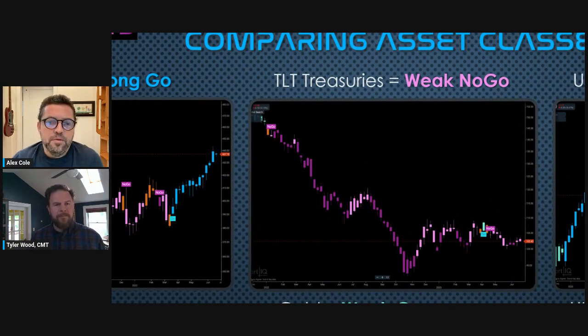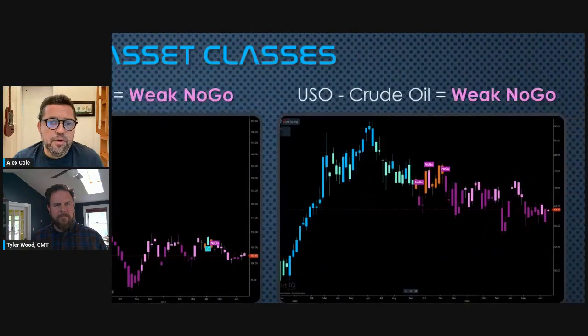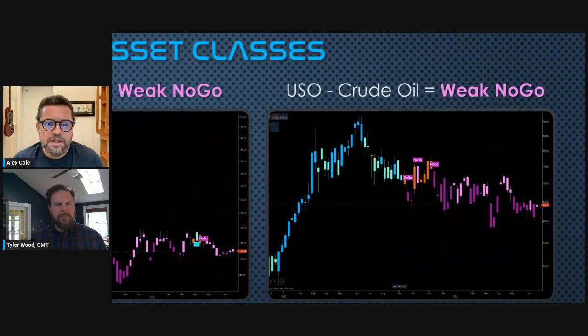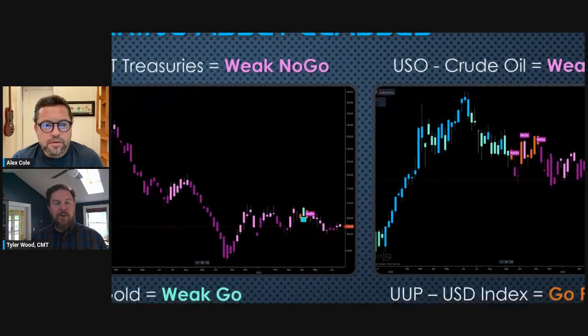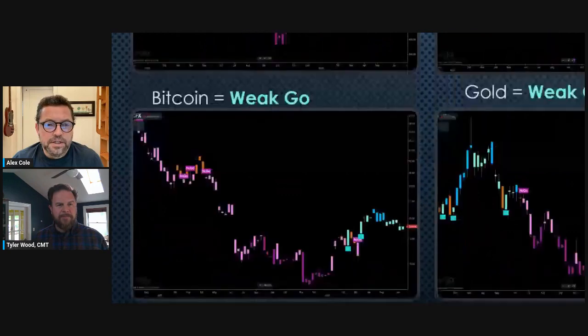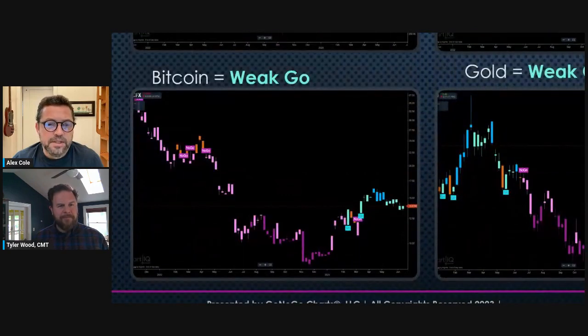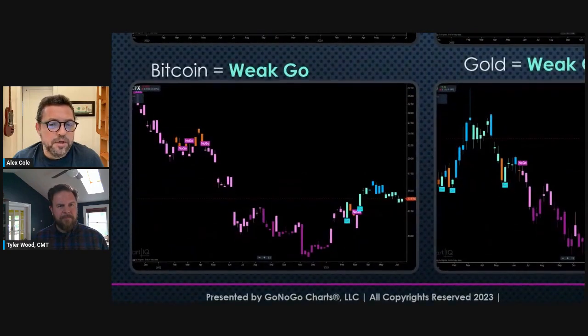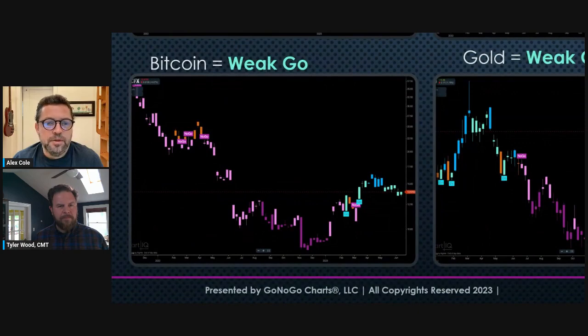Of course, then we can move over to the right and we've got crude oil. Oil has been in this meandering long-term downtrend for quite some time, and that's still the case. Oil is in a weak no-go at the moment. These are all weekly candles, so we're looking at longer charts. Yeah, you can see Bitcoin on a weekly basis is in a go trend again, but in a bit of a pullback. It'll be interesting to see if we can stay in that trend.